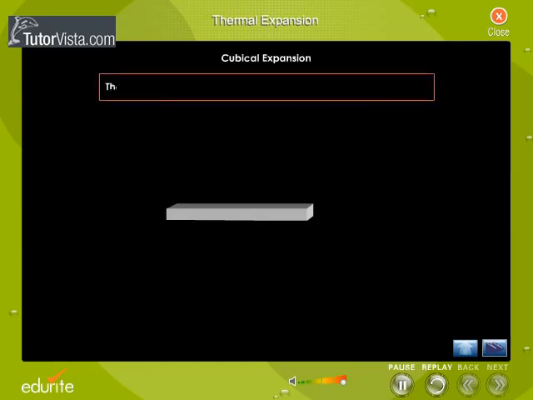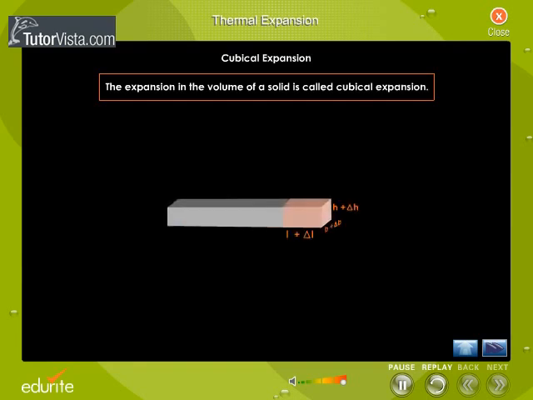Cubical expansion. The expansion in the volume of a solid is called cubical expansion. Let V be the initial volume of a solid and delta V its expansion due to a temperature change delta T. Then the increase in volume delta V is directly proportional to V into delta T. Therefore, delta V is equal to gamma into V into delta T, where gamma is called the coefficient of cubical expansion. The unit of coefficient of cubical expansion is per degree Celsius or per Kelvin.